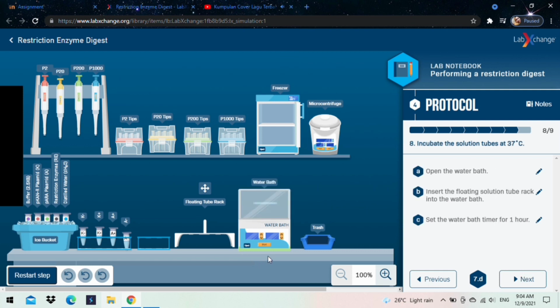Last but not least, incubate the solution tube at 37 degrees Celsius. Open the water bath, insert the floating solution tube rack into the water bath, and set the water bath timer for 1 hour.